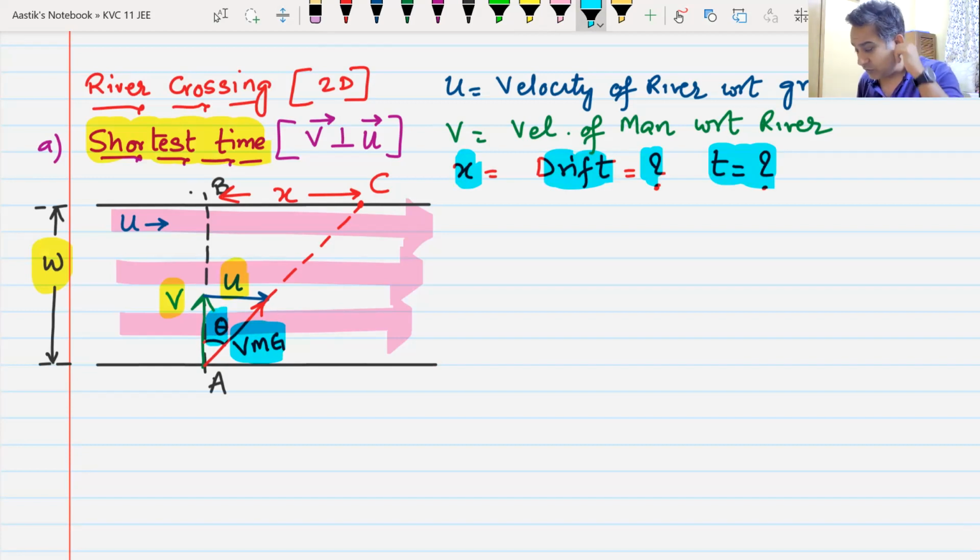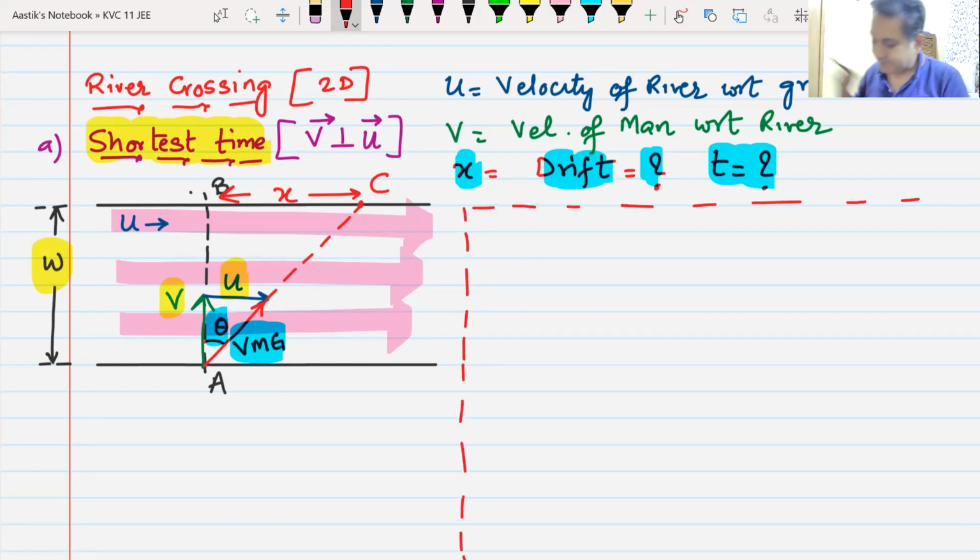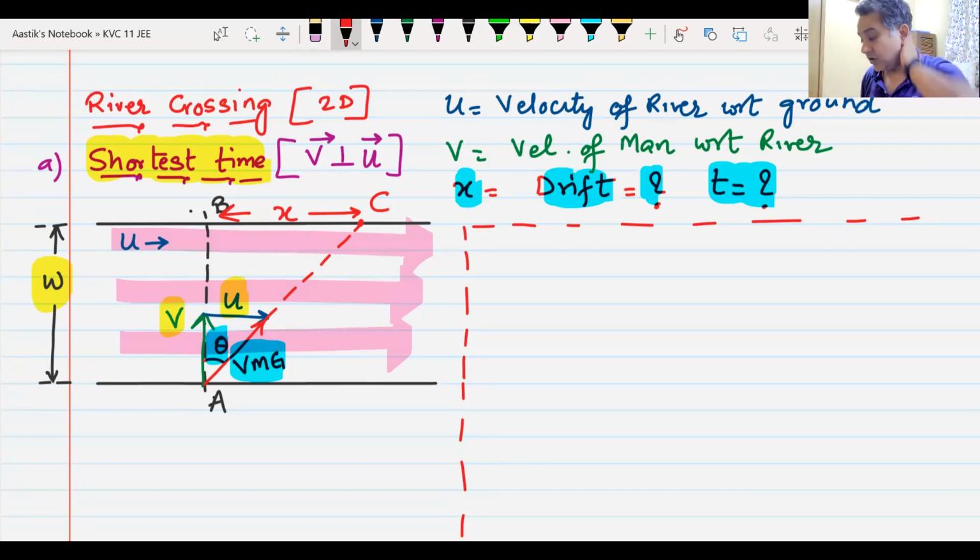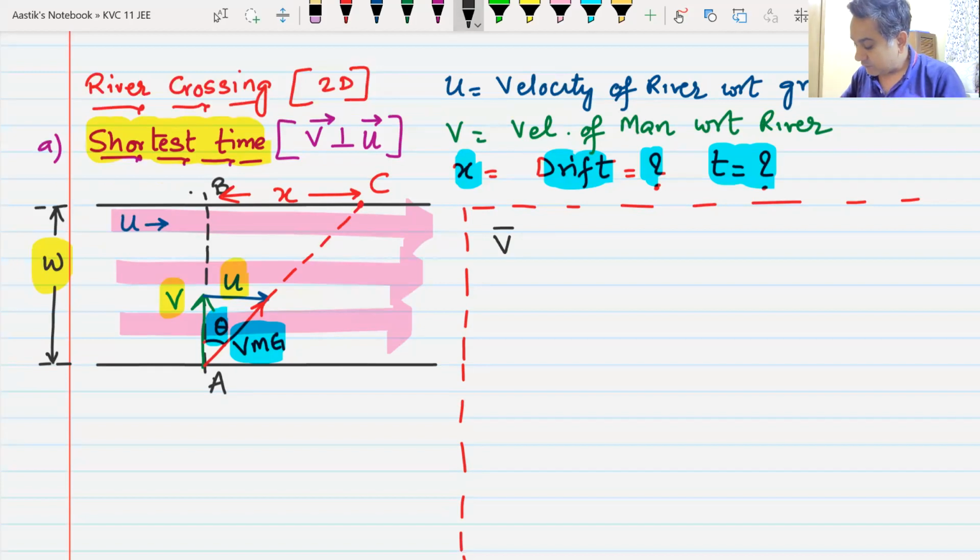Now, how are you going to calculate or find out everything? Let us start with the first thing first. Let me make some line so that we can do it. Okay, so let us write all the things that we can write out. The first thing that we can definitely write is velocity of man with respect to ground. We can straight away write the formula: that will be velocity of man with respect to river plus velocity of river with respect to ground.